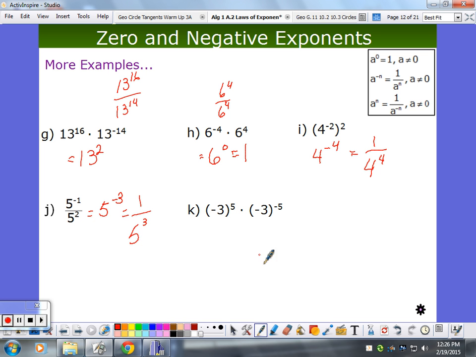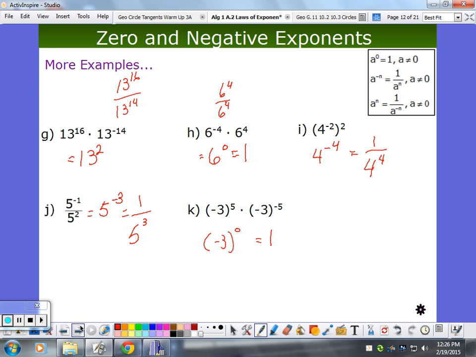This is so confusing. Alright, same base. Let's add exponents. 5 plus a negative 5. That whole thing is 1. Right, you look at that, you're like, that's 1? Yes. So they get a little bit confusing, but use those rules, you'll be okay.